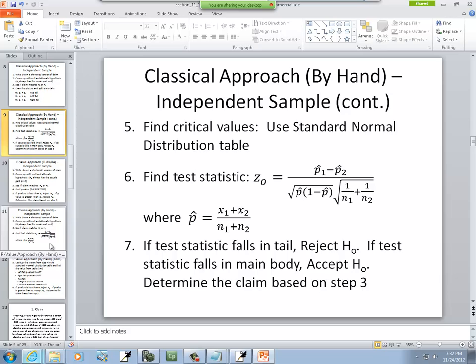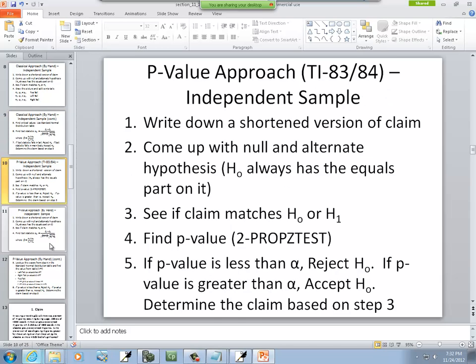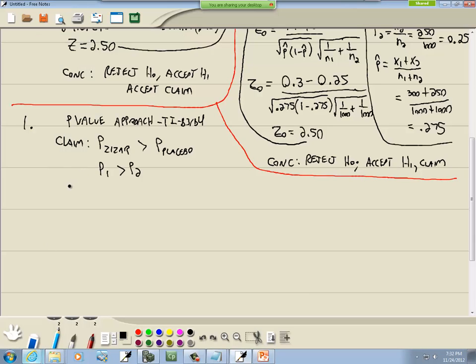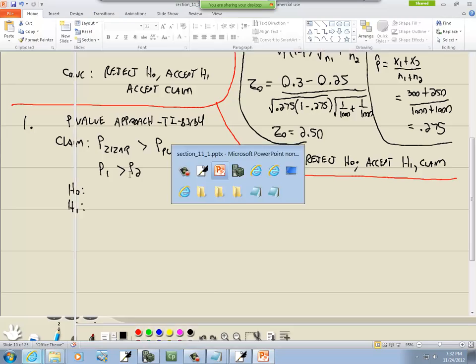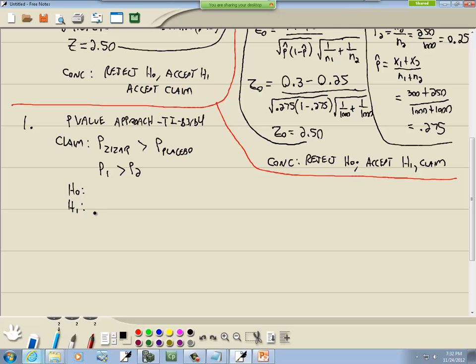Okay. Here's the p-value approach using the TI-83/84. It says write down a shortened version of the claim. Did that. Come up with a null and alternate hypothesis. So P1 is greater than P2 will be H1, and this will be P1 is less than or equal to P2. Our claim matches H1.